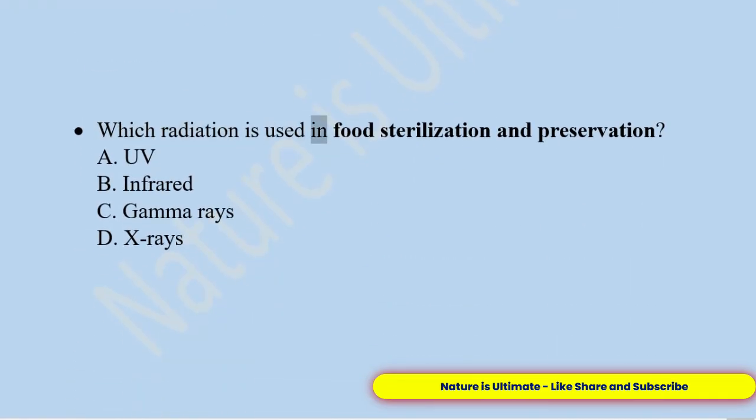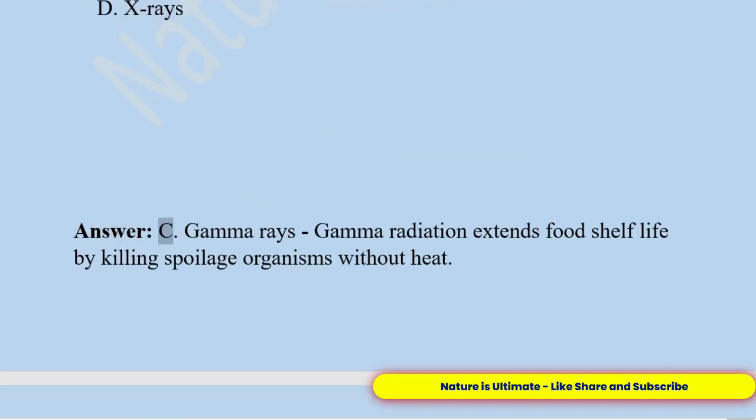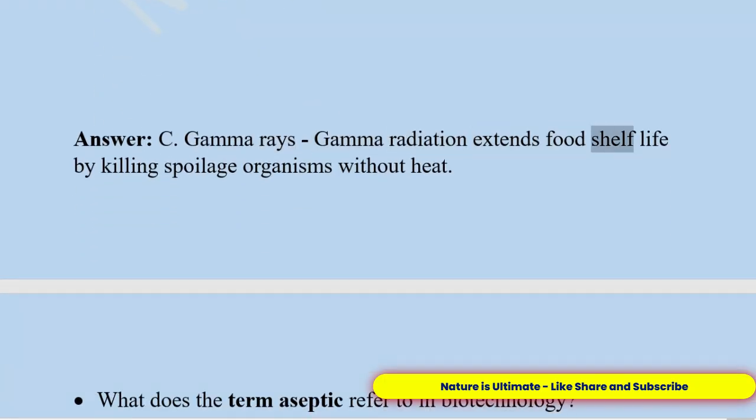Which radiation is used in food sterilization and preservation? A. UV. B. Infrared. C. Gamma rays. D. X-rays. Answer: C. Gamma rays. Gamma radiation extends food shelf life by killing spoilage organisms without heat.